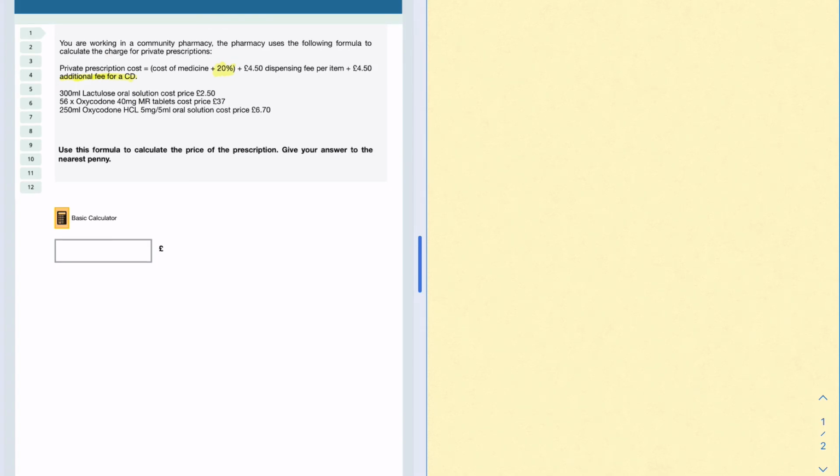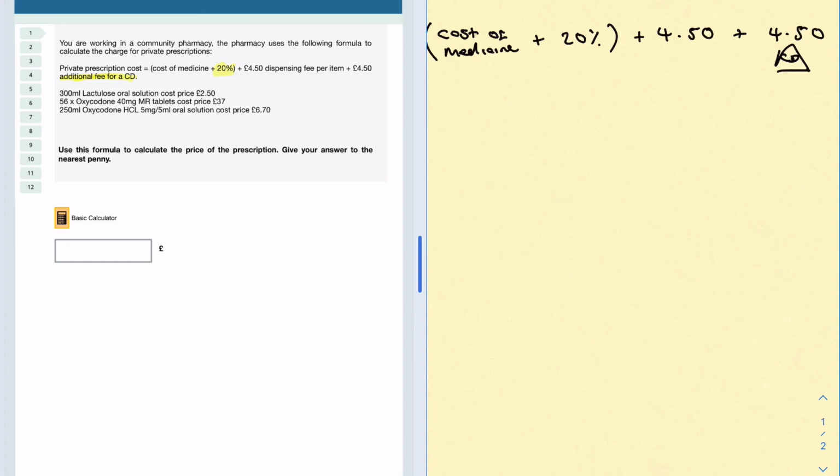The best methodology that I find with private prescriptions is to really lay out the format of your answer in the way the formula's been given to you. So for example, it says cost of the medicine plus 20% plus a £4.50 dispensing fee per item plus a £4.50 CD fee. So I'm going to write here CD fee and I'm going to write here item fee, which will just make a little bit more sense.